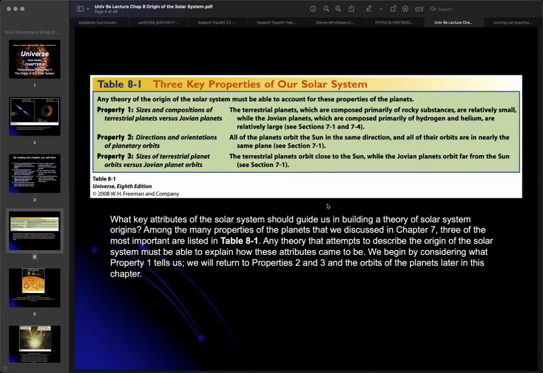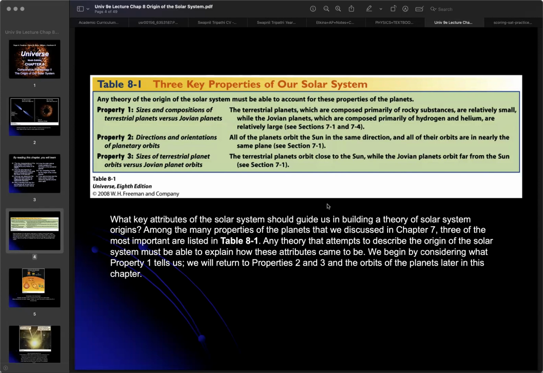So, the three key properties of a solar system, which should be explained by any theory of its origin. Obviously, no one was present when the solar system formed, so we have to make a theory of how it must have happened. And these three very important properties of our solar system should be consistent with our theory of how the solar system was formed. The three properties are sizes and compositions of terrestrial versus Jovian planets.